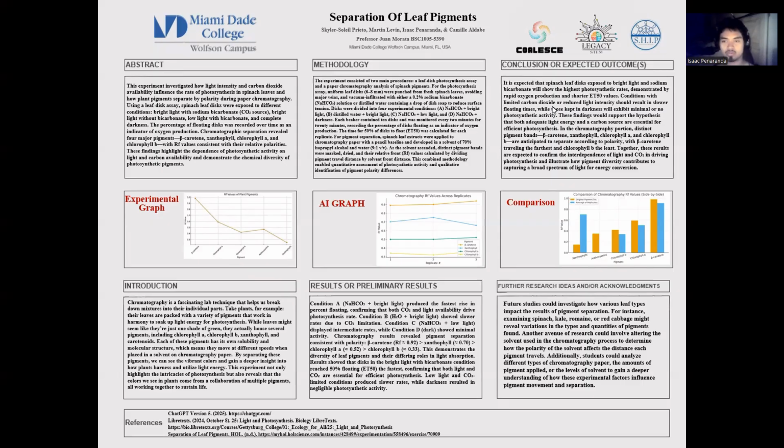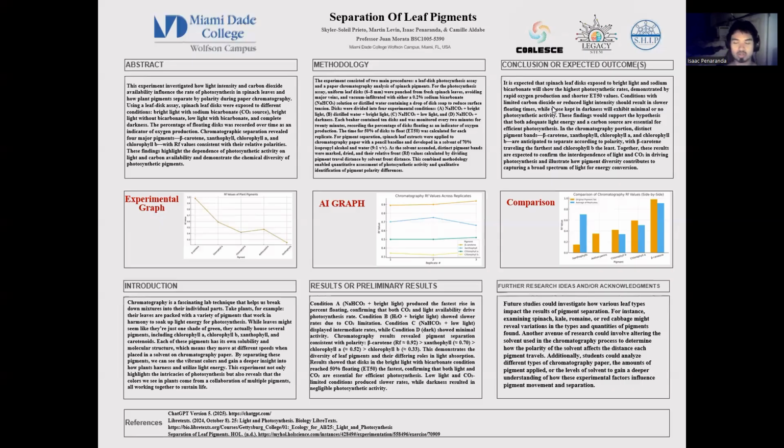In the chromatography portion, distinct pigment bands, beta-carotene, xanthophyll, chlorophyll A, and chlorophyll B, are anticipated to separate according to polarity, with beta-carotene traveling the farthest and chlorophyll B the least. Together these results are expected to confirm the interdependence of light and carbon dioxide, CO2, in driving photosynthesis, and illustrate how pigment diversity contributes to capturing a broad spectrum of light for energy conversion.